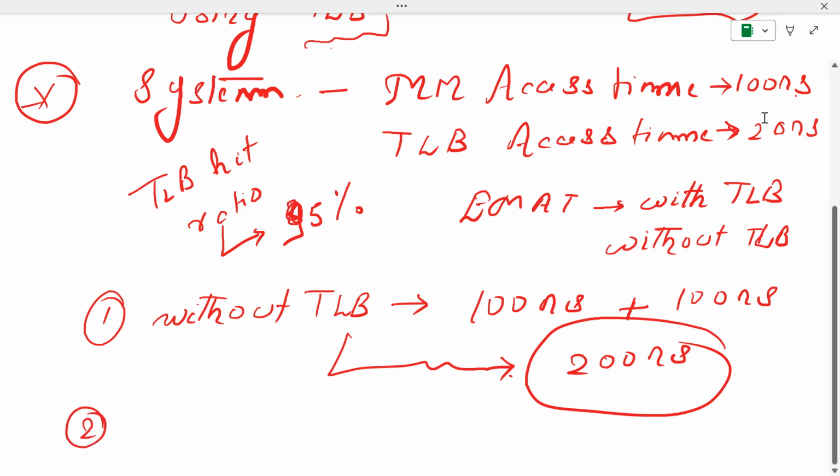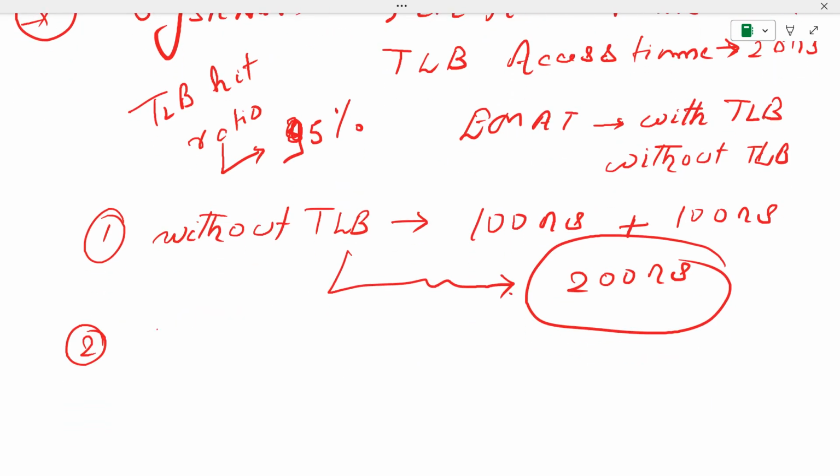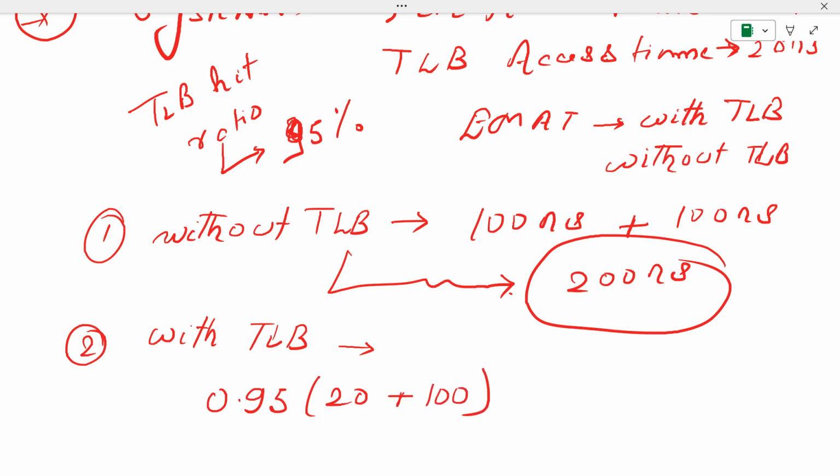Now let's say we have this TLB. With TLB, to calculate the effective memory access time, from the formula it will be 0.95, that is the hit ratio, multiplied by the TLB access time of 20 nanoseconds plus the main memory access time, because first we search for the frame number of the particular page in the TLB, and then we access that particular page from the main memory.